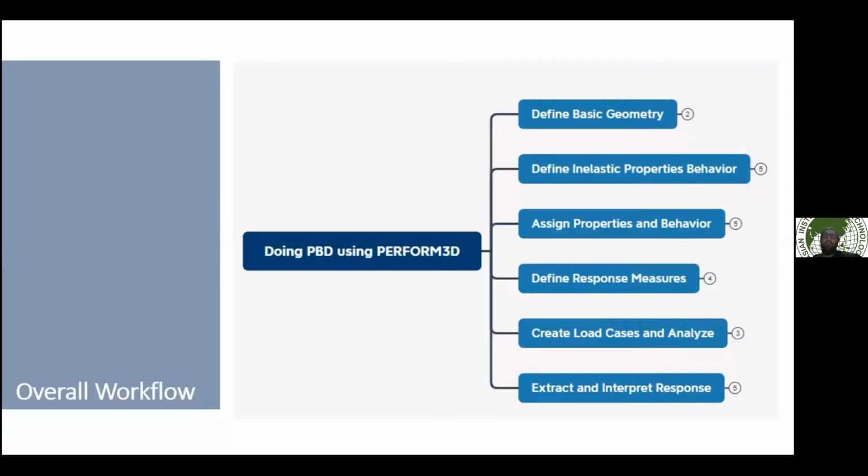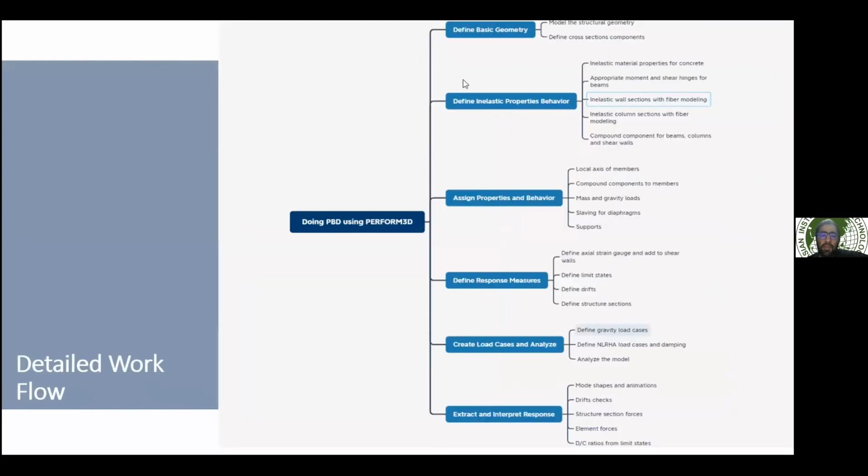So if we have to do a nonlinear model in PERFORM, there are some steps that we have to follow to come up with the nonlinear model and then do the analysis. We have to define our basic geometries first, and then we have to define our properties, inelastic and elastic both. Once we have defined our properties, we have to assign them to our members. We have to define some response measures so that we are able to extract the responses of all the components. And then we define load cases, analyze the models, extract the results, and interpret them. I'll just introduce you to the features that are available in the program and some things that you can do to do the performance-based design. Okay.